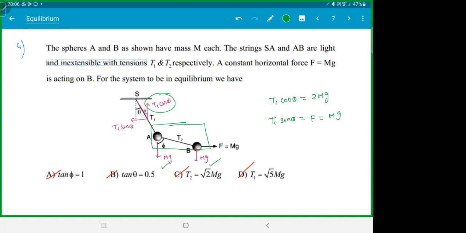Did you get the logic? Square them and add them. T1 will be root 5 mg. Divide them, you'll get tan theta is 1 by 2. Is the logic understood? Instead of solving for each string, you could have taken this entire box as one big block of mass 2mg. Does that make sense? The question became like this actually. You have one big block of 2mg, and F is equal to mg, and this is one tension T. Is that fine, everyone?